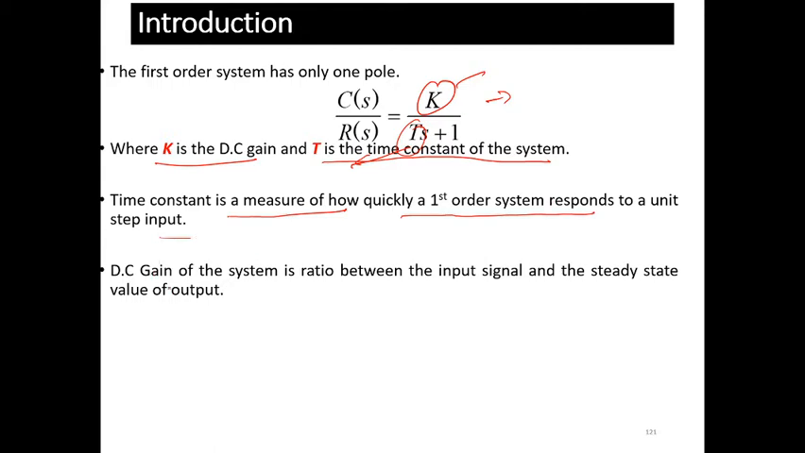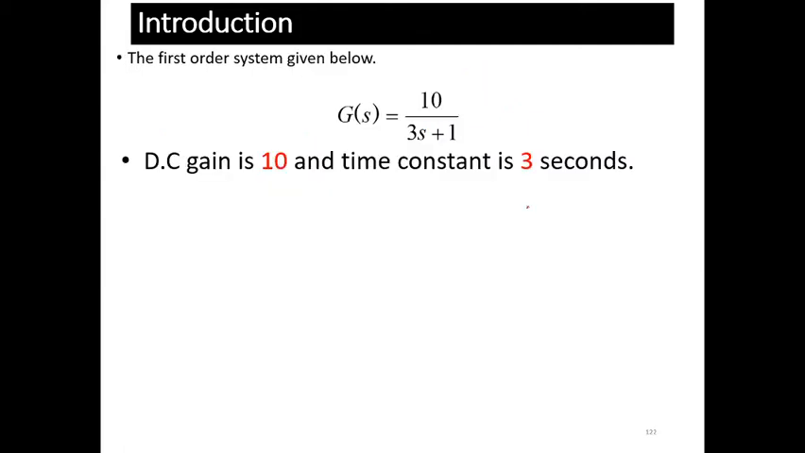What is the DC gain, and how will it be calculated? The DC gain of the system is the ratio between the steady state value and the input signal. One or two questions may have already been asked in the GATE exam based on this DC gain. So what is the value of the DC gain here?